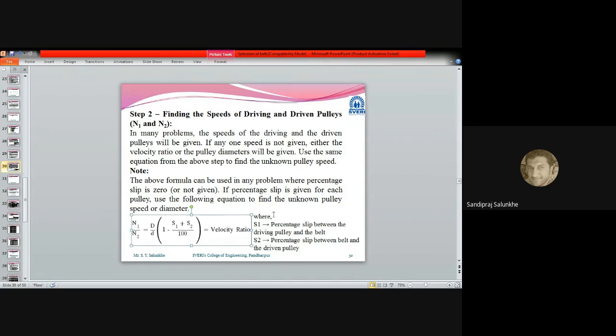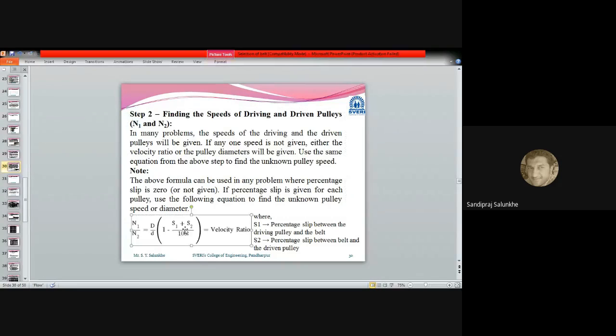First of all, we have to find out the velocity ratio. Then we have to find out the diameters of the driver and driven pulleys. While finding the diameter, we have to select it from the standard values. Once you select it from the standard values, we have to check whether the velocity ratio has changed. And if it has changed, then calculate the values of speed of driver pulley and speed of driven pulley.